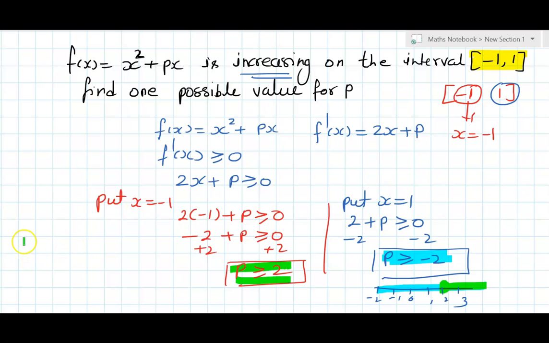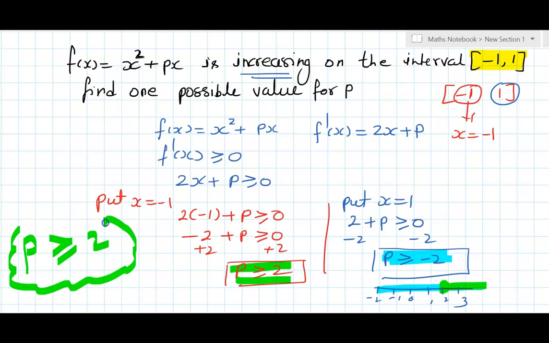So we can write down here, the possible value of p must be greater than or equal to 2. This should be our possible value. Hope this is okay with you.